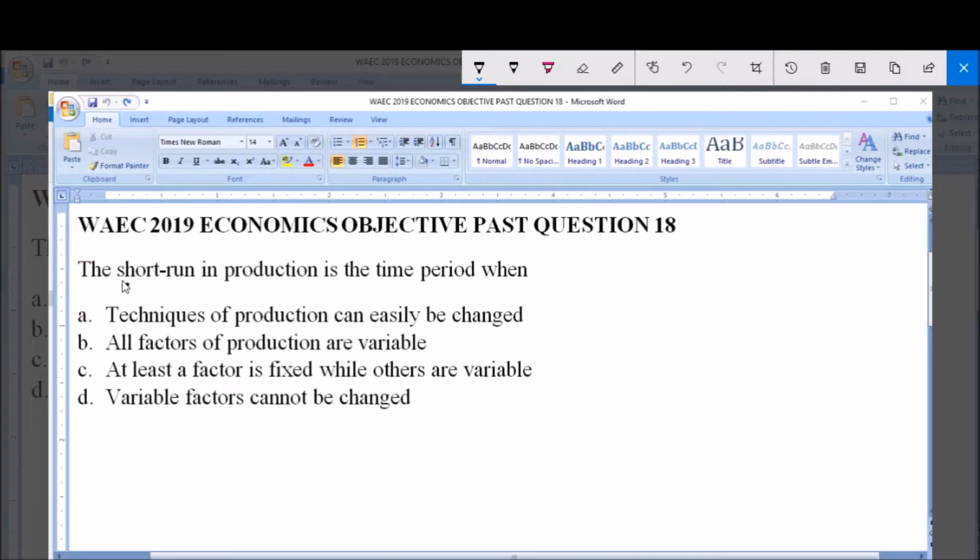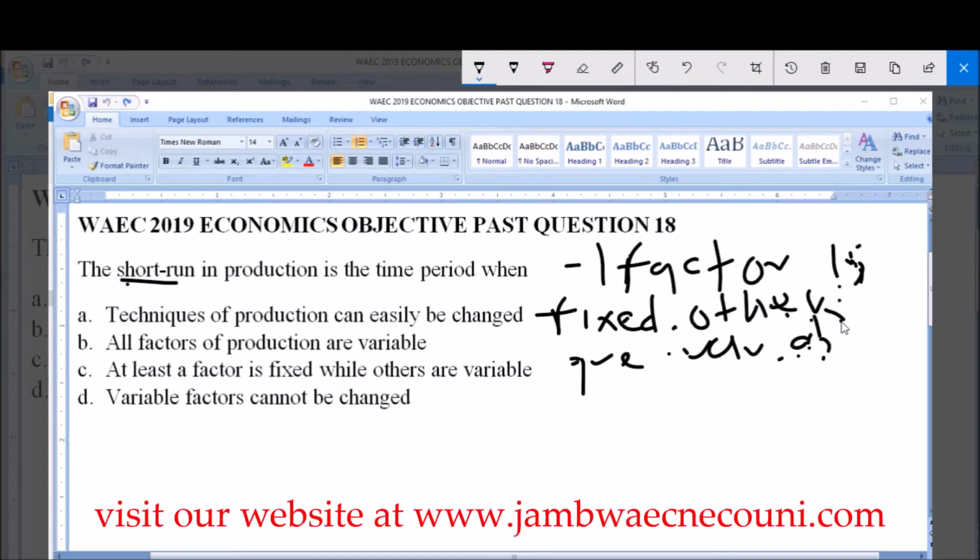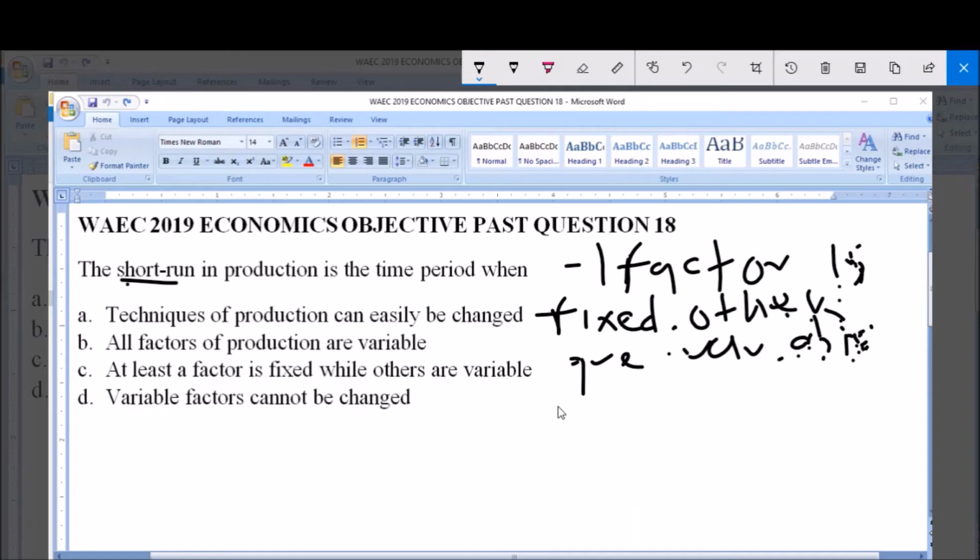So you are being asked basically for the definition of short run. And the short run period is basically the period when one factor is fixed and other factors are variable. So one factor is fixed and others vary.